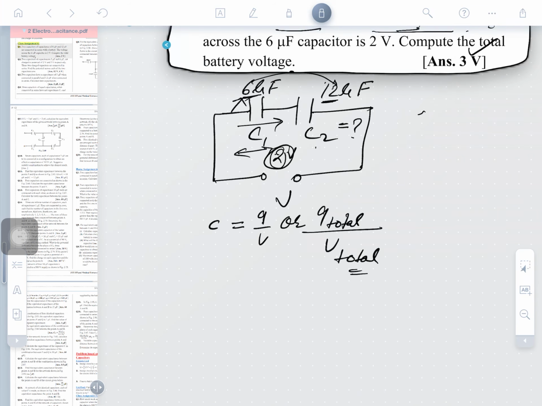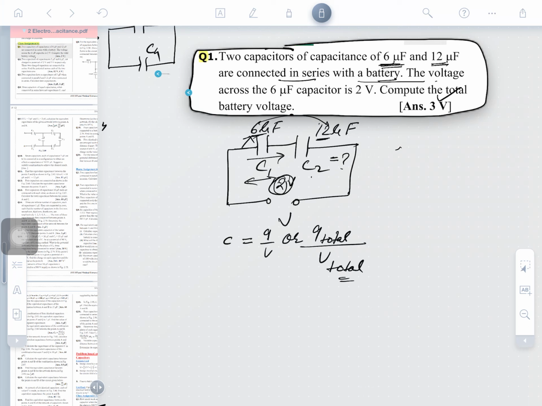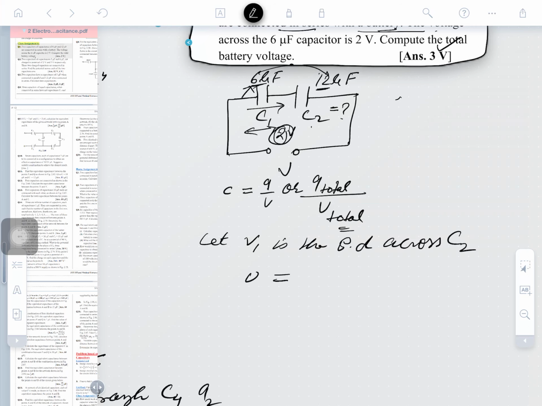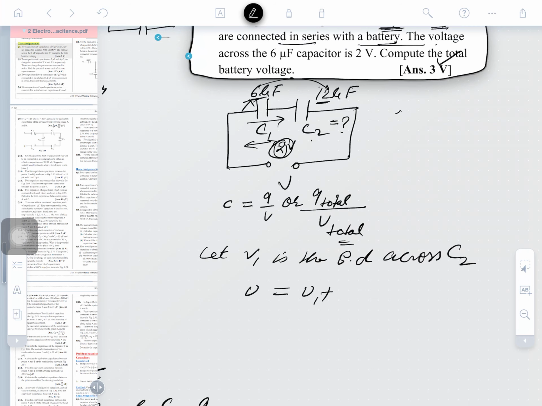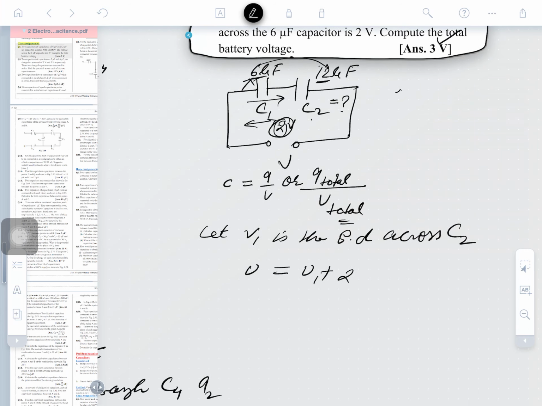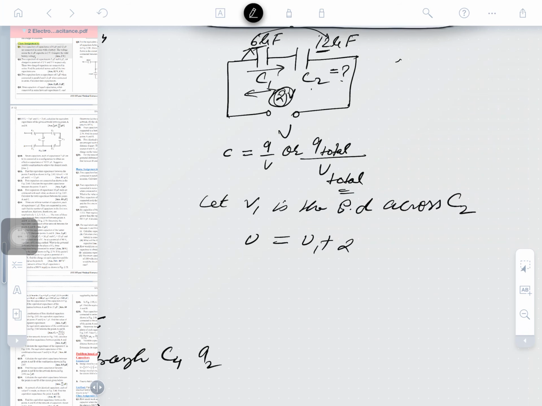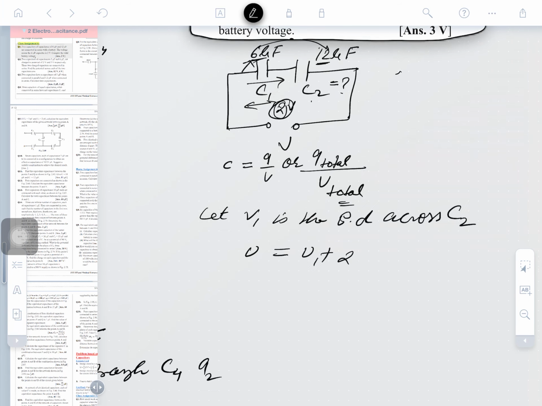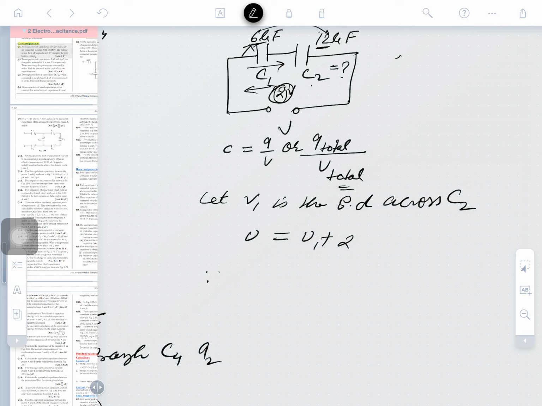It's very simple. I am telling you how to solve this. Suppose V1 is the potential difference across C2. Therefore total voltage is V1 plus 2 volt. Clear? This is the total voltage. We are to find out the total charge then. The total charge will pass through both, since V is equal to Q by C.